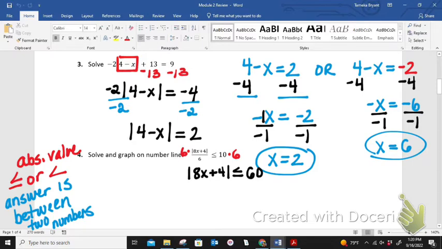Okay, so for a less than, this is how you do a less than. For a less than, we're going to get rid of the absolute value. So let's drop that absolute value. And remember, I said the answer is between two numbers. So what you're going to do is take this 60 and put it on the opposite side, except it's going to be a negative 60. This is how you solve an absolute value that is less than. So let's subtract 4.